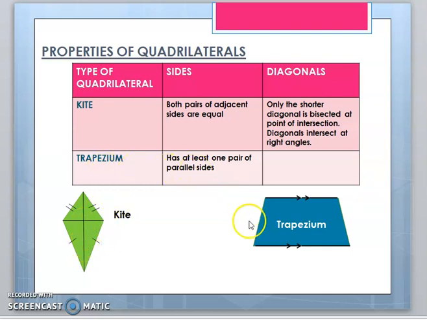Trapezium. This is a trapezium. It has at least one pair of parallel sides. So these are the parallel sides of the trapezium.